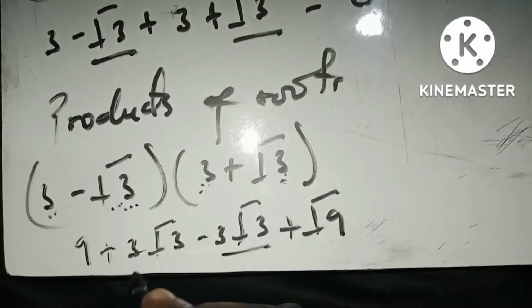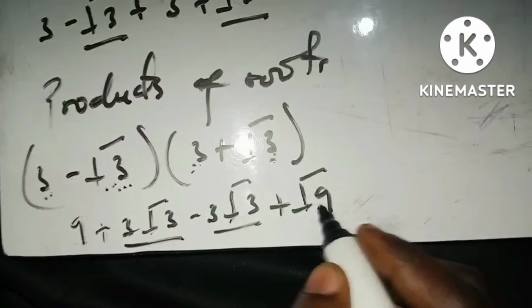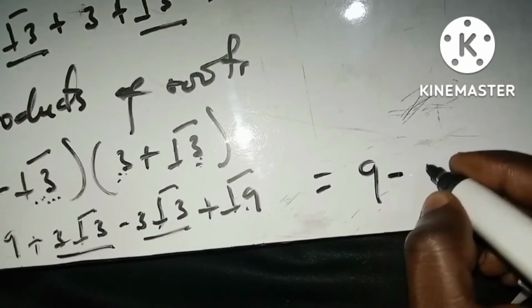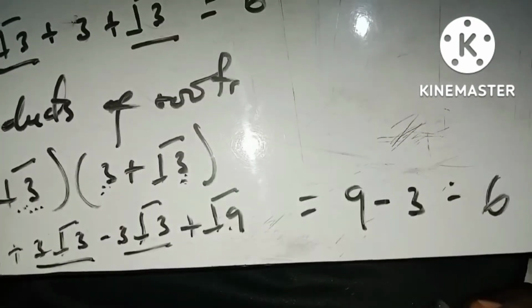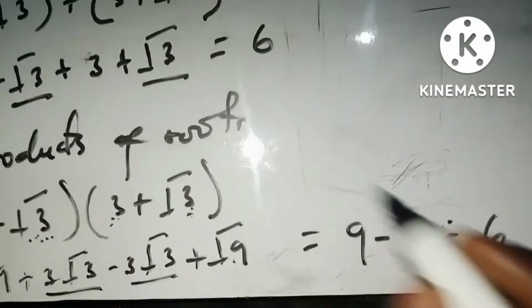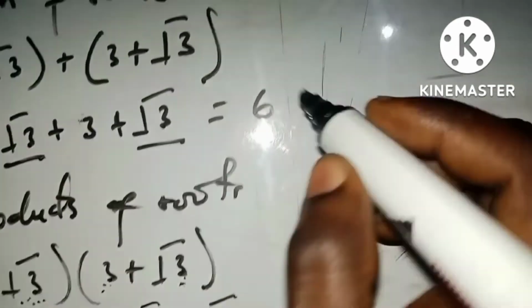So this one and this one go away. Can you see? Here will be 3. So we have 9 minus 3. That is exactly equal to 6, right? So the answer, the product is equal to 6, and the sum is also equal to 6.